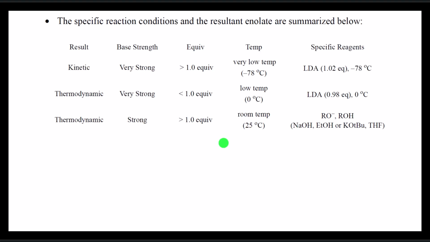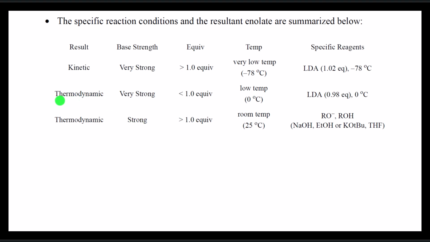We're going to see reactions where we form enolates and then allow them to react with other species in order to get a variety of products. The specific conditions and the resulting enolate that we will get are summarized below. If we want the kinetic enolate, we will use very strong base, greater than one equivalent, at very low temperatures. An example of this would be lithium diisopropylamide, 1.02 equivalents at minus 78 degrees. We're going to discuss this reagent in a later reaction.